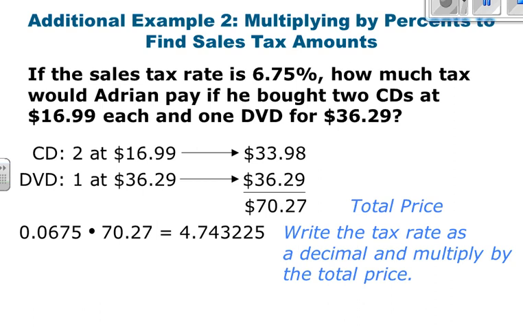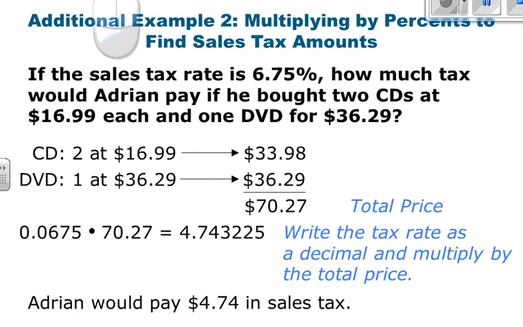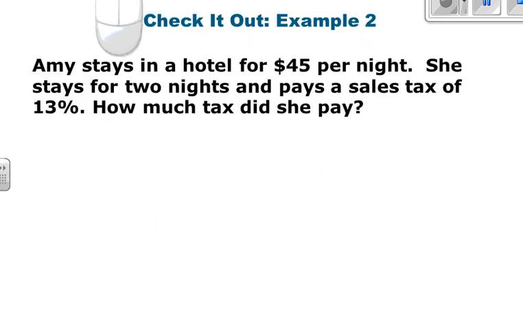Now a lot of people will stop here. That is how much the tax is, yes, but we want to actually know the total amount as well. And so most of the time you would add that back in to the $70.27.